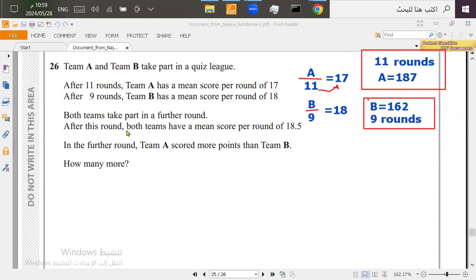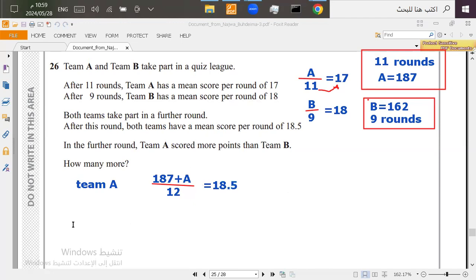Now, they added another round, and both teams have a mean score of 18.5. That means I'm going to use the total scores for each team and add the other points. So for team A, they scored 187 and they added another round, let's call it A. And then they divided by 12 because they added another round to 11. And they got a mean of 18.5.